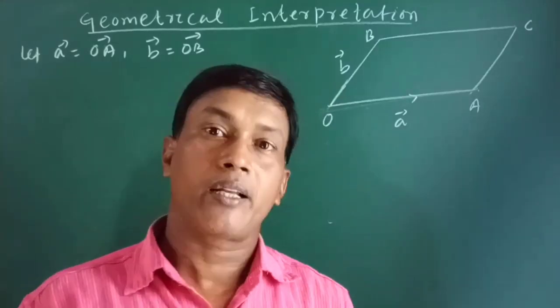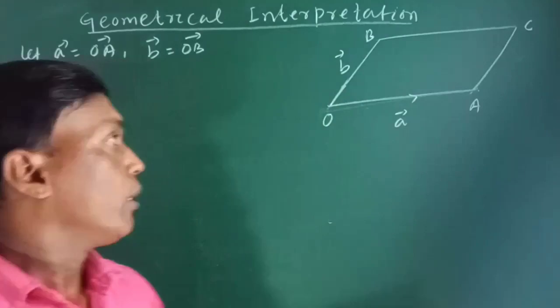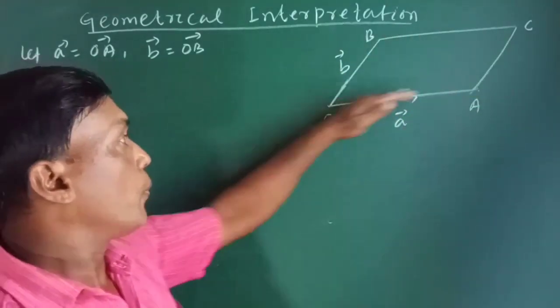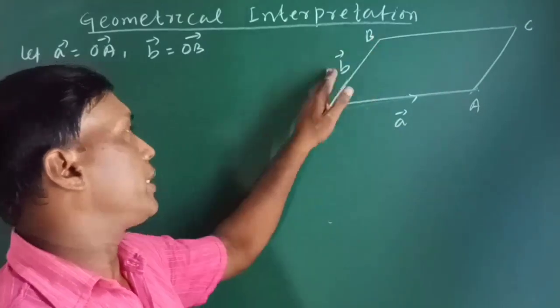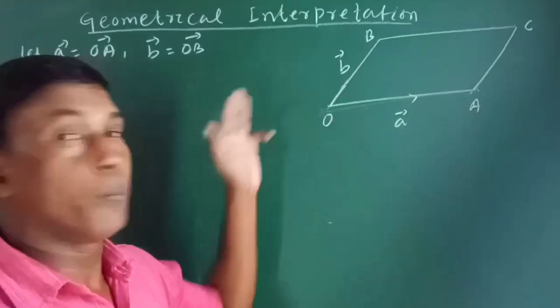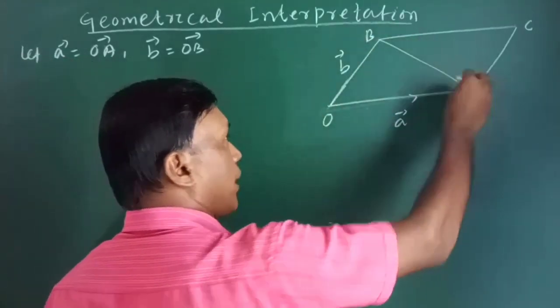Now is the geometrical representation of a cross product, or geometrical interpretation. Let OACB be a parallelogram where OA is A vector, OB is B vector. The two adjacent sides are represented by the two vectors. Now join this diagonal AB.